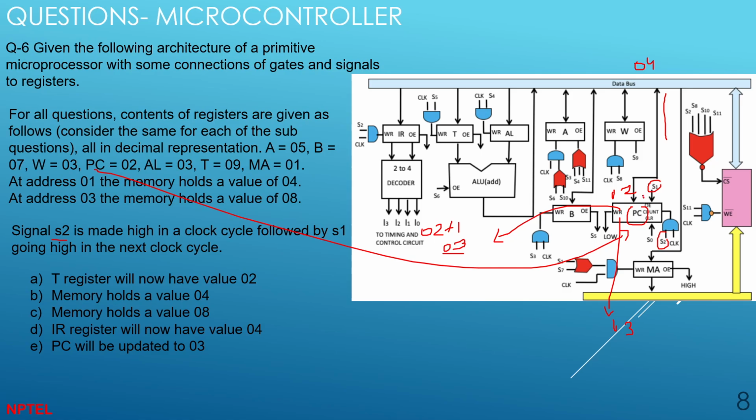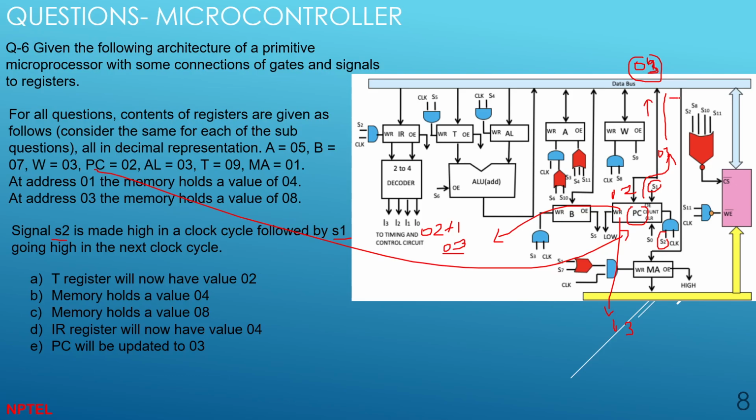So the same data bus will be used to output the data. Now the data bus will have 03, right? Because S1 is here, the data bus will now have 03, not 04. It has changed the value because this is a bidirectional data bus.